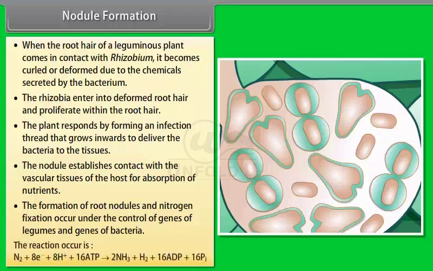The reaction that occurs is: nitrogen plus 8 electrons plus 8 hydrogen ions plus 16 ATP gives 2NH3 plus hydrogen plus 16 ADP plus 16 Pi.